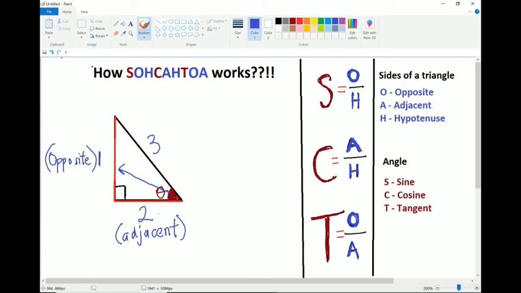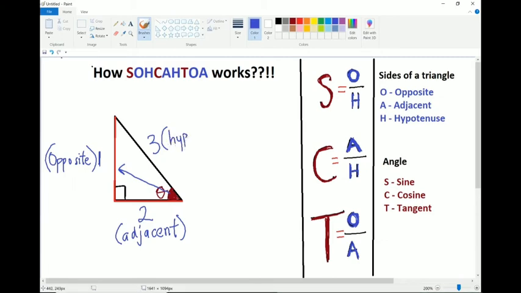Okay, so what does that leave us with now? That leaves us with the hypotenuse, right? That leaves us with the hypotenuse because we've identified the first two, the opposite and the adjacent. The easiest way to identify the hypotenuse is that it's always across the 90-degree sign, right? The box sign. Okay, so that means that 3 is our hypotenuse.